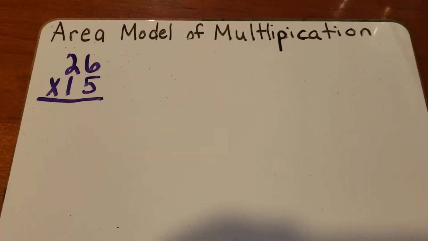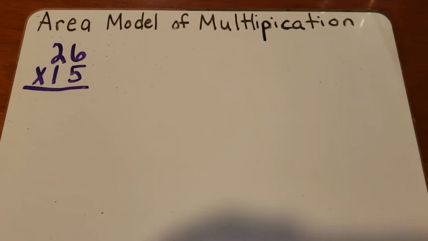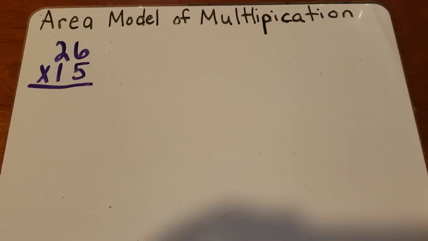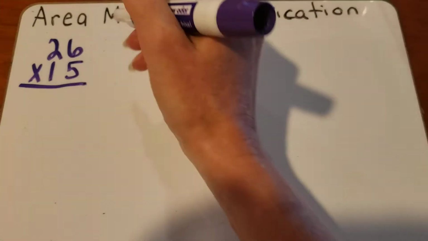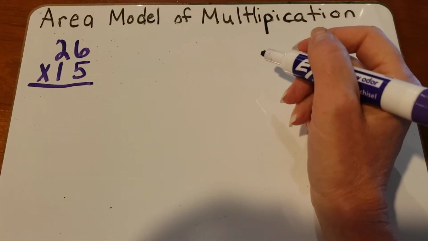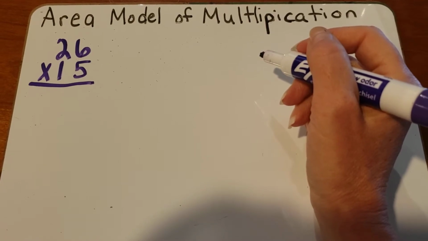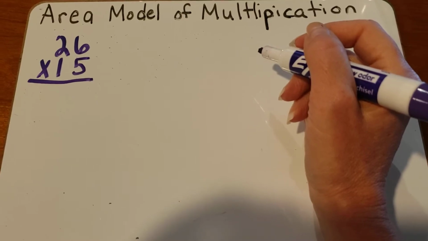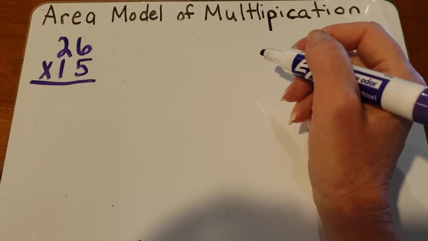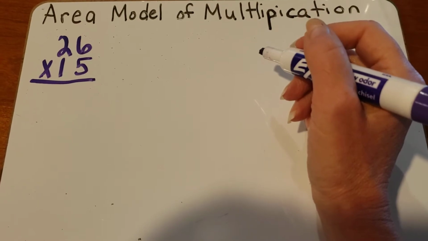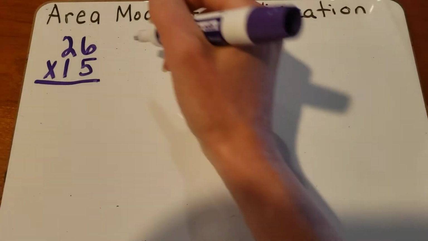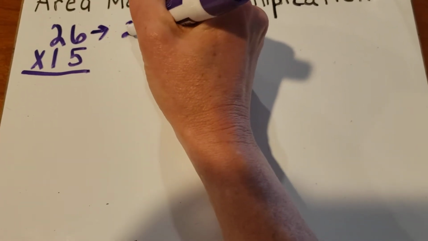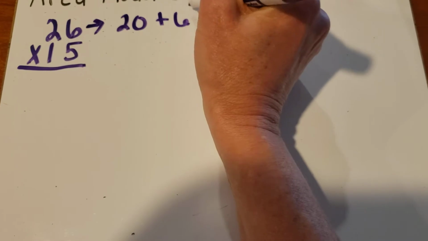All right, we're going to talk about how to multiply, again, using the area model to multiply two-digit numbers times another two-digit number. So we have 26 times 15 here. We're going to use the same strategy as we did using a multi-digit number by a single-digit number. We're going to break down each of these numbers according to their place value. So 26 is going to be 20 plus 6.